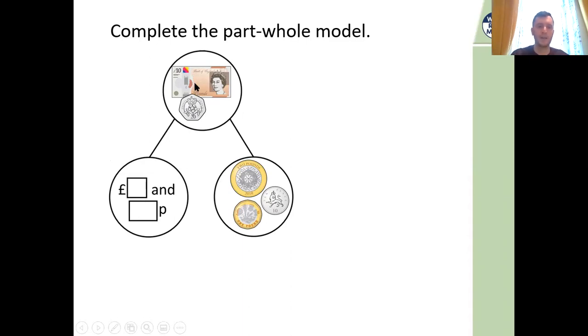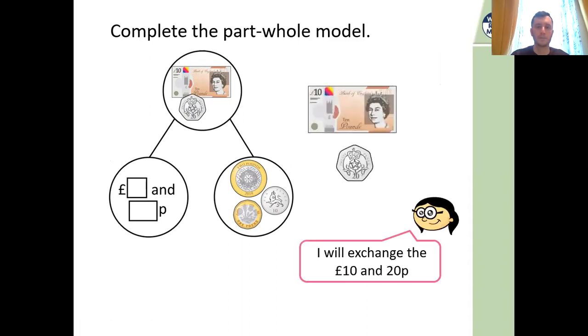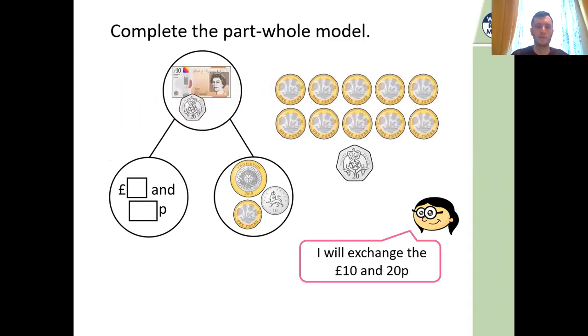At the moment, I have a £10 note, and I want to exchange that for 10 £1 coins. So there's my £10 and 20 pence. Let me exchange that for 10 £1 coins. It still equals £10, but it's just £1 coins, and there's 10 of them. And I want to exchange that 20 pence, so I have the same value in 10 pence coins. So that's going to be 2 10 pence coins. I still have £10 and 20 pence, but I'm showing it differently.